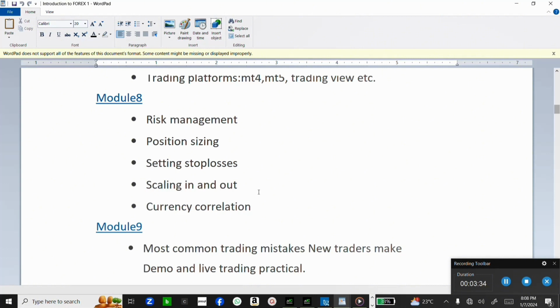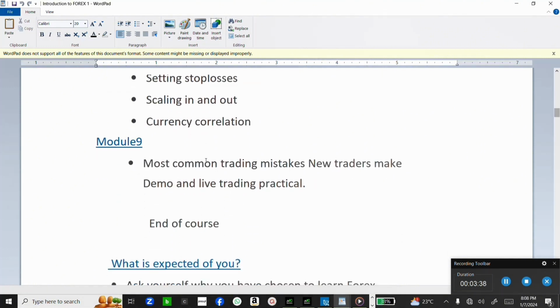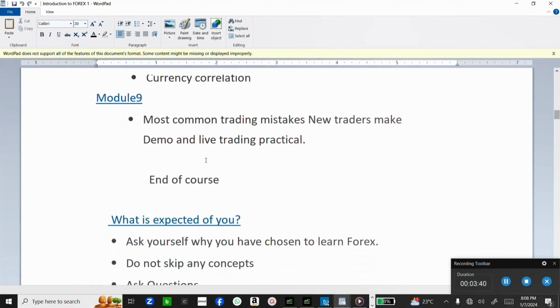Are they positively or negatively correlated? We are going to look at all of this. In Module 9, we are going to look at the common mistakes that new traders make in the market. Some of these mistakes that new traders make, at the end of the day, they will think Forex is a scam. We also made all of these mistakes, and I think that is why we are in a position to tell you so that you don't make the same mistakes that we made in the foreign exchange market.